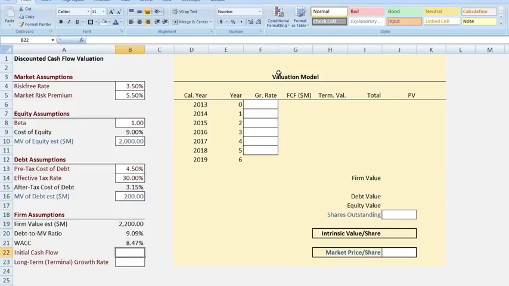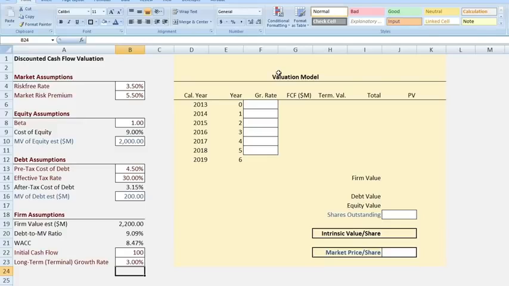I'm going to take the approach of putting in $100 as our initial cash flow, and then we'll grow those cash flows over time. Eventually, the firm will enter its terminal growth stage, which I'm going to set right now at 3%. I've chosen 3% just roughly to reflect the long-term growth rate of the overall economy.